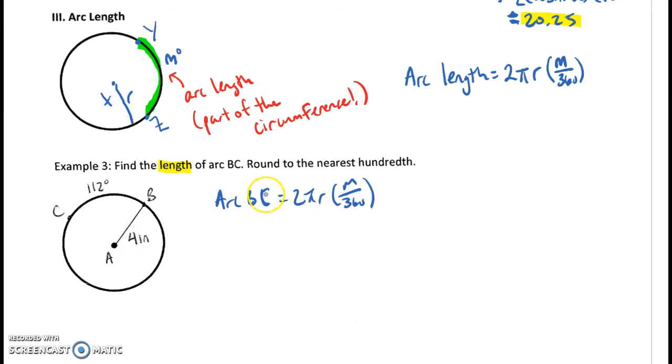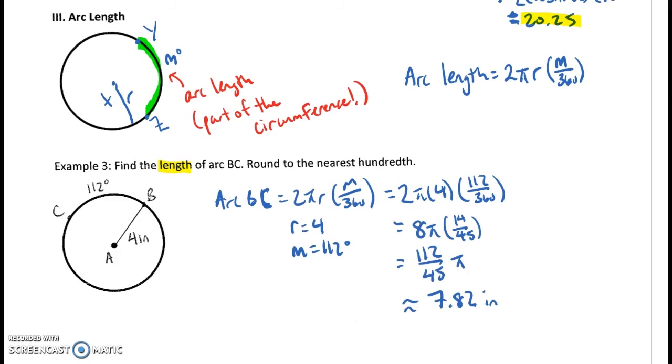Now take a look at what we have, right? Radius is 4, m is 112. And again, you can either be given the arc measure or the central angle. They'll give you the same thing. Just plug it in, right? 2 pi times 4 times 112 over 360. We're going to round this to the nearest hundredth this time, so go ahead and just work this whole thing out. And there you go.